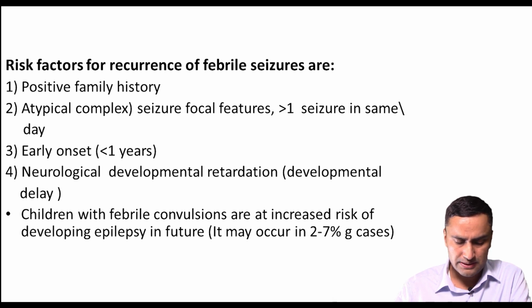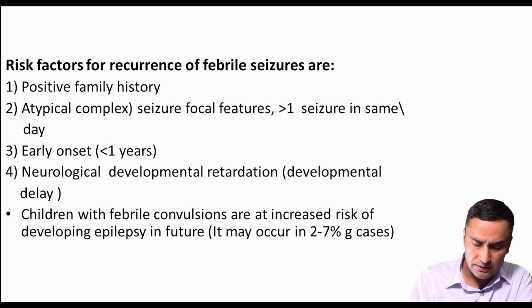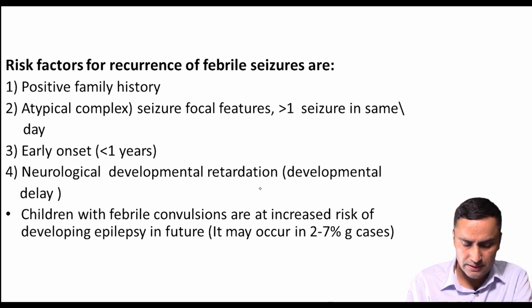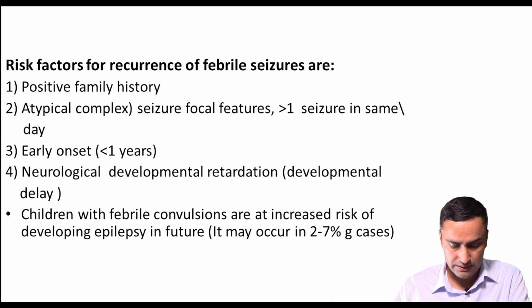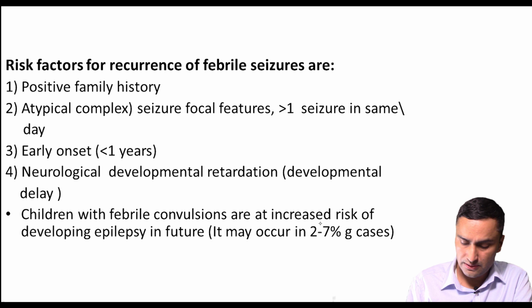If the febrile seizure occurs before 1 year of age, there is a chance of recurrence. Neurological and developmental retardation or developmental delay also increase the chance of recurrent febrile seizure. Children with febrile convulsions are at increased risk of developing epilepsy in the future, about 2 to 7% of cases.